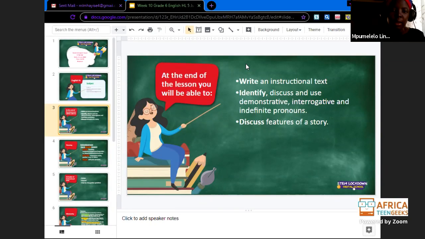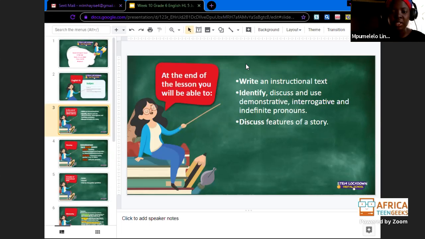Okay, very good. So an instructional text is a text which tells you how to do something or how to make something. Very good, grade sixes. Okay, so you do remember that. Now give me an example of an instructional text on the chat. We said, yes, it tells you what to do and how to do something or how to make something. Okay. Someone says a piece of information that gives you steps on how to do or make something.